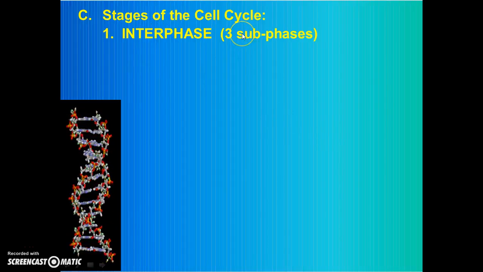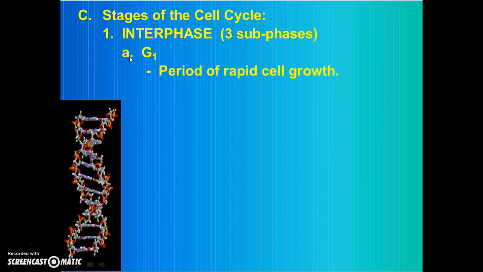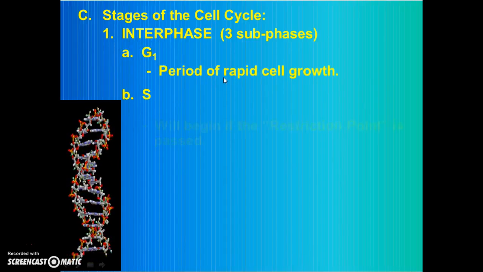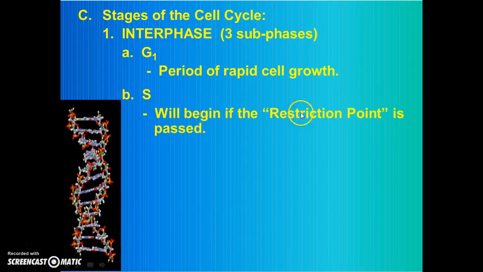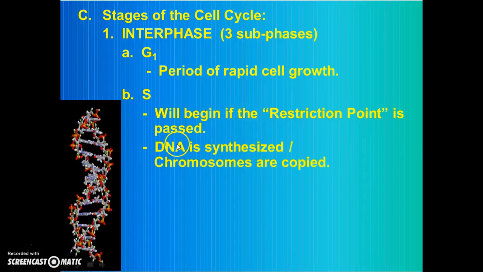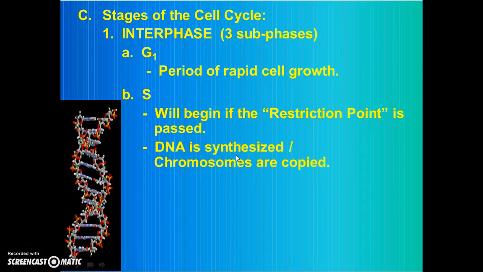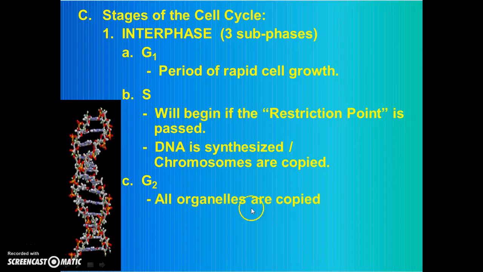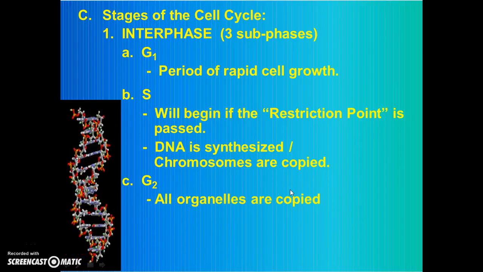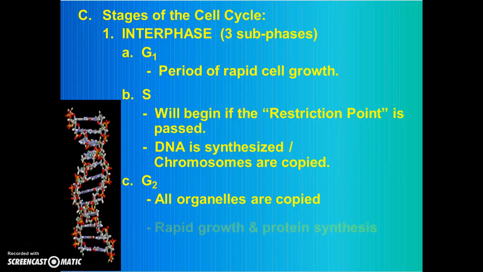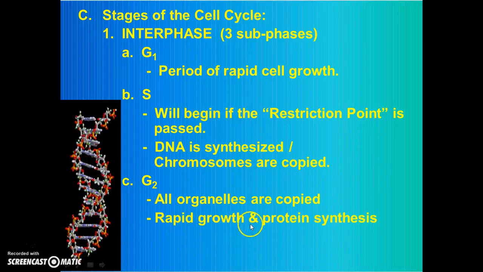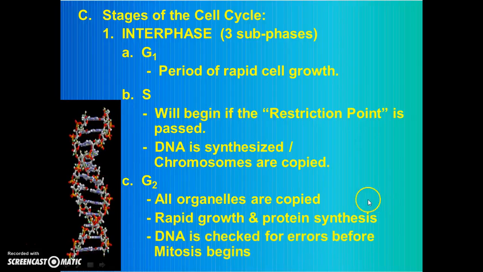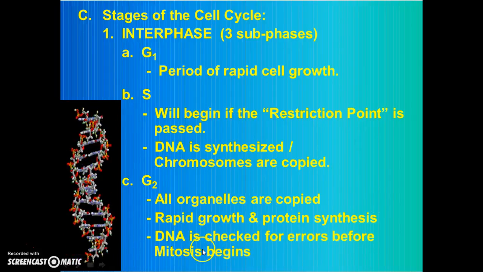Interphase has three subphases. The first part of interphase is G1, a period of rapid growth. In S, the restriction point is passed, and DNA is synthesized and chromosomes are copied. In G2, all organelles are copied. This allows for both cells to have a full set of organelles. It's also a period of rapid growth and protein synthesis, and the DNA is checked for errors before mitosis begins.